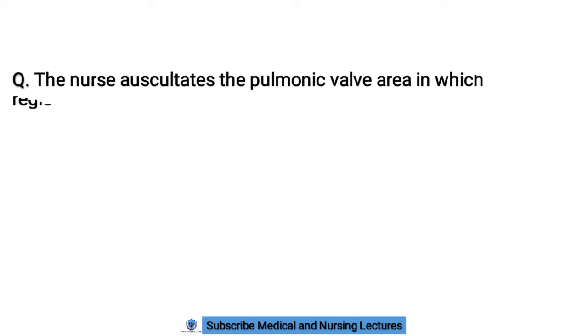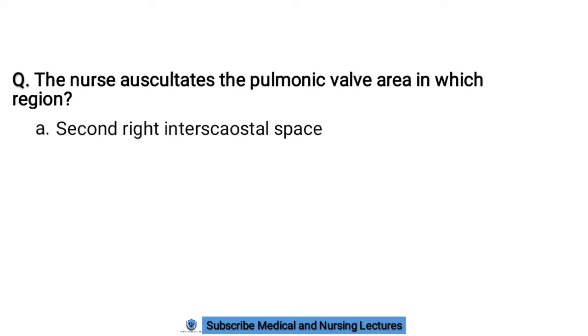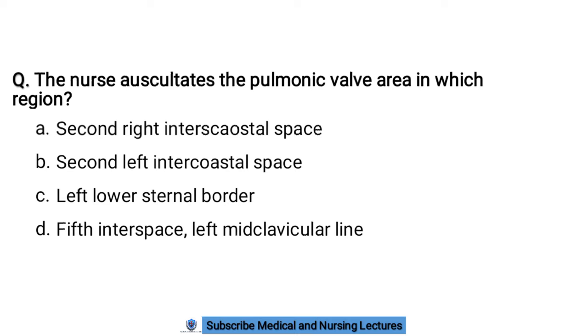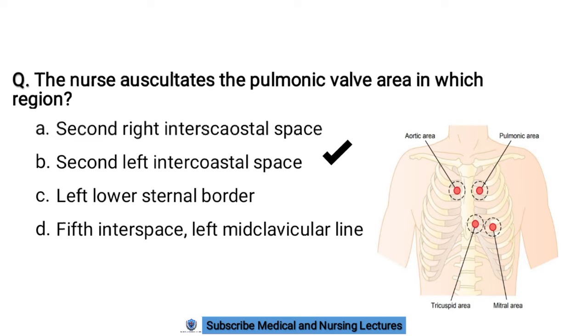The nurse auscultates the pulmonic valve area in which region? Option A, second right intercostal space, option B, second left intercostal space, option C, left lower sternal border, the last option is 5th interspace left midclavicular line. Here the correct option is option B. The nurse will auscultate the pulmonic valve area in the 2nd left intercostal space. It is also given in the picture that the nurse should auscultate the pulmonic valve area in the 2nd left intercostal space.